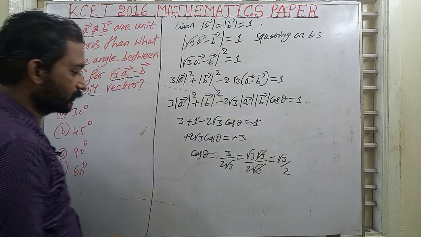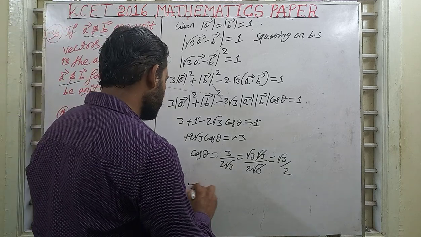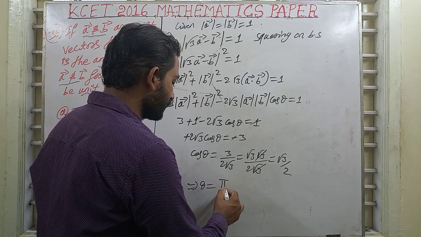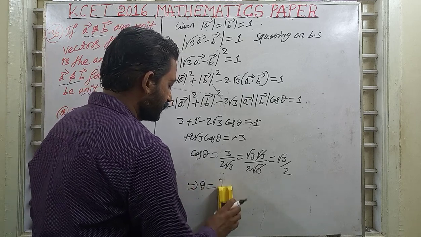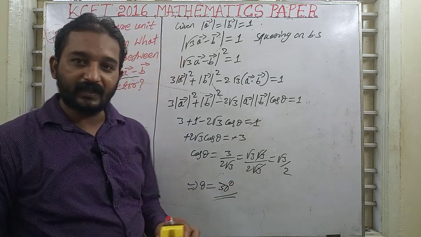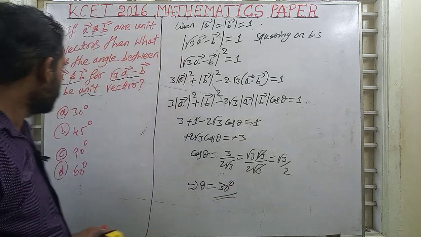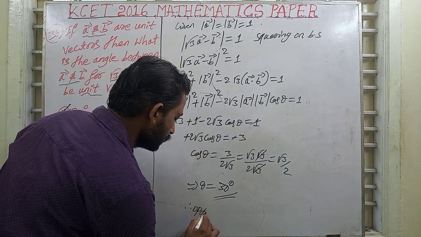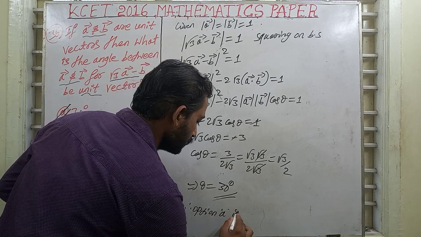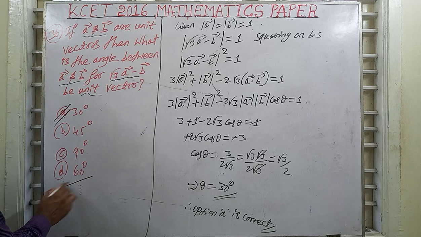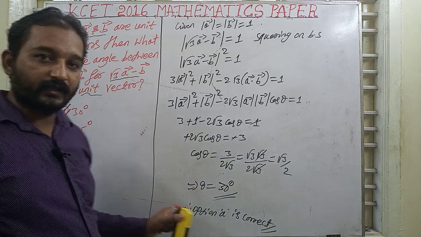When cos theta becomes root 3 by 2, this implies theta is equal to 30 degrees. 30 degrees is nothing but pi by 6 radians, but here in this case it is 30 degrees. So we get the required answer, theta is equal to 30 degrees. So option A is correct. This is a moderate problem. Most of the students attempt this question easily. Okay, take note.